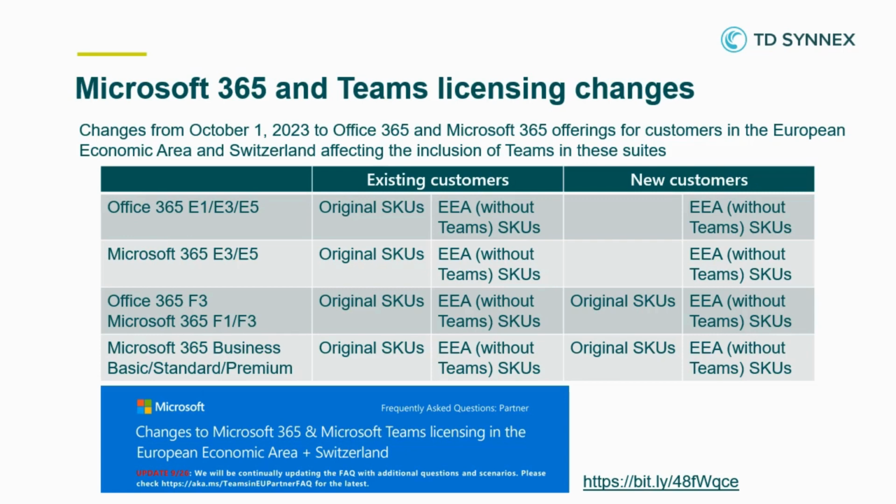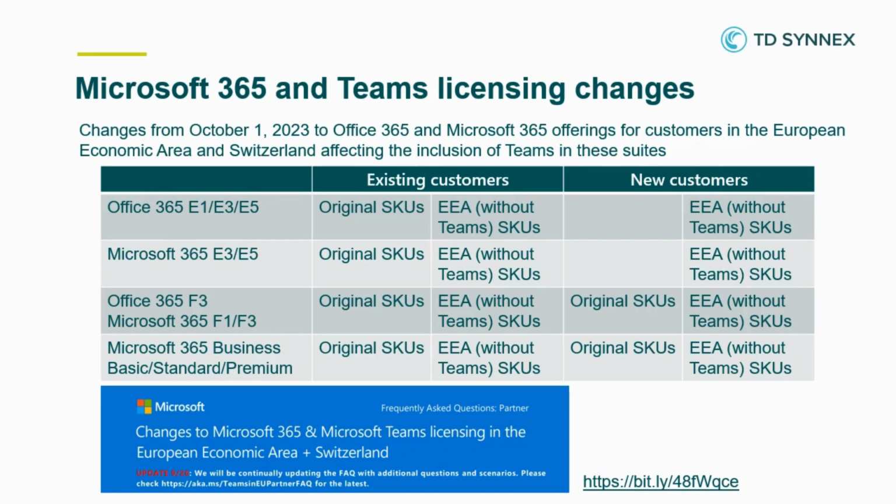Existing customers who have previously purchased Office 365 E1, E3 or E5 or Microsoft 365 E3 and E5 have a license that includes Teams, what we're referring to as the original SKUs with Teams rights. From October 2023, we're going to see a change for certain licenses with new EEA SKUs that do not include Teams. Now here we can see that those existing customers can carry on with their original SKUs, including Teams rights, if they do want to carry on being licensed for Teams. Otherwise, they will be able to renew to the without Teams SKUs.